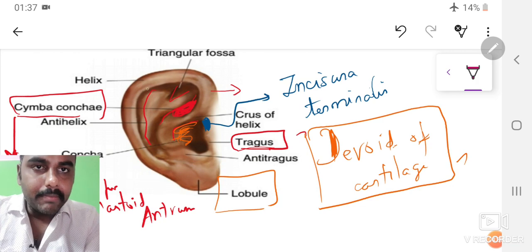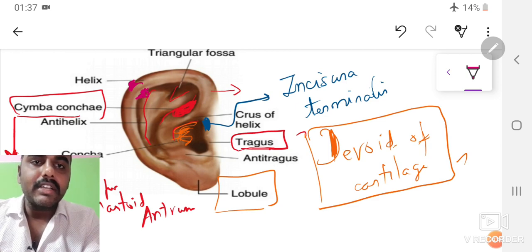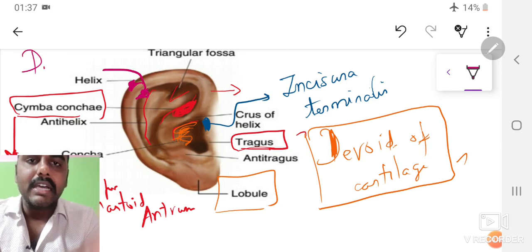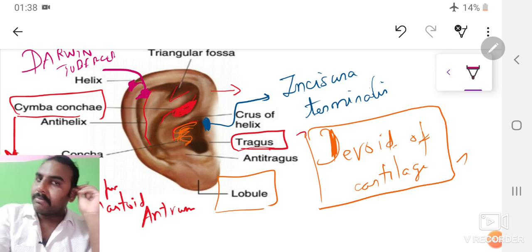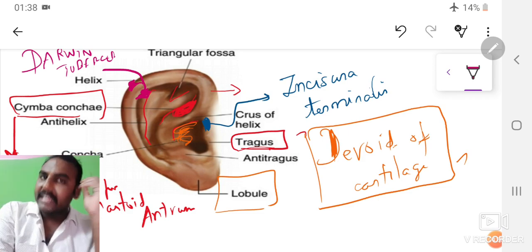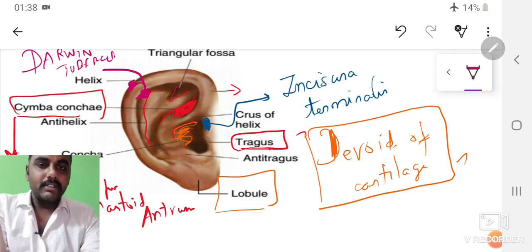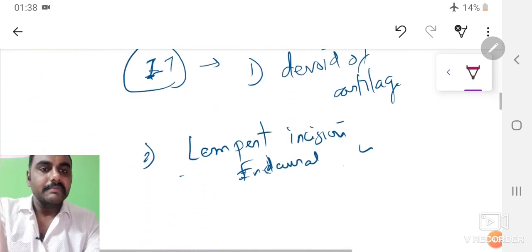Okay, for some people we can see a projection here, right? That is called Darwin's tubercle. Darwin's tubercle is a normal finding. Okay, I will show you the picture if I have. So Darwin's tubercle is nothing but a simple projection in this area of the helix. Okay, it doesn't carry any significance.